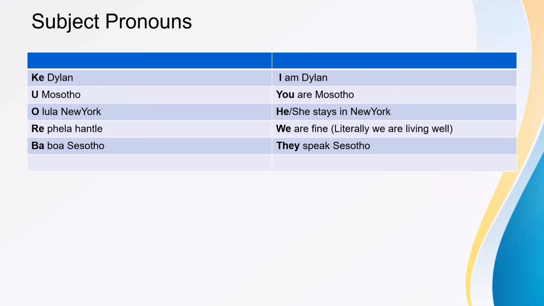You really need to roll that R when you pronounce the letter R. So it's going to be re phela hantle. It can be re, like rearrange, but you want to really sound that R. So instead of saying rearrange, you're going to roll it. Re phela hantle. They speak Sesotho. Ba bua Sesotho. Ba is they. Bua Sesotho.